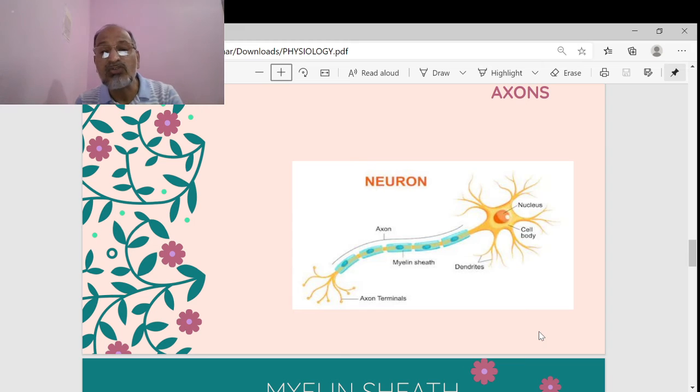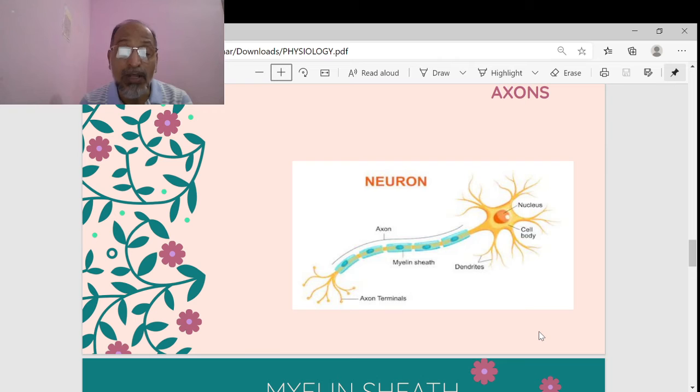And one of the questions in multiple choice is the difference between the axon and dendrites in terms of the contents. So you must know that there is a difference in the contents of the axoplasm and the cytoplasm of the dendrites.